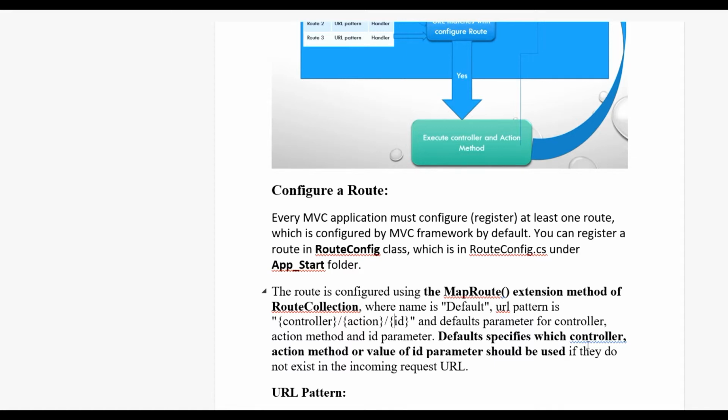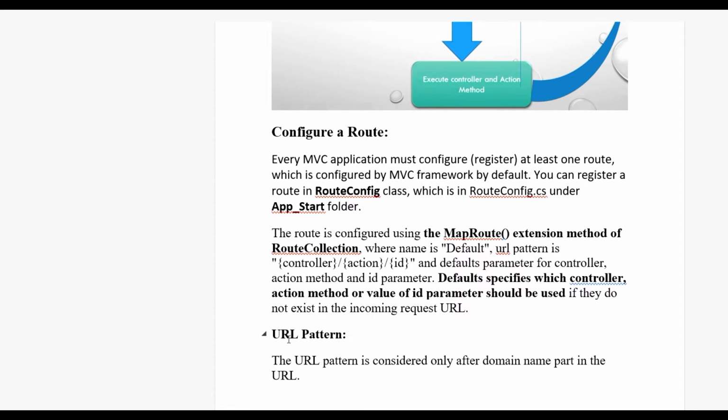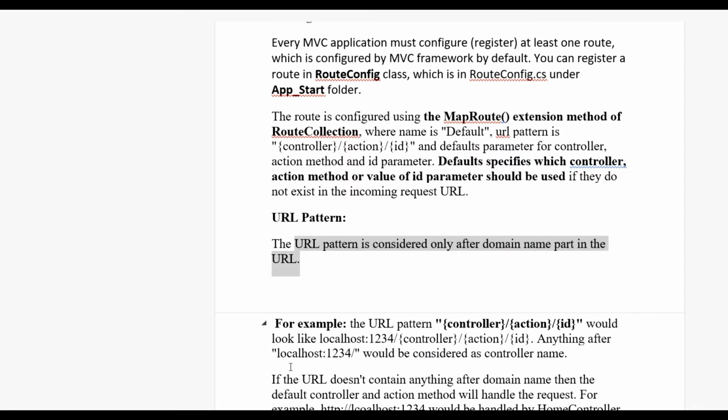Defaults specify which controller, action method or value of the ID parameter should be used if they do not exist in the incoming request URL. What is a URL pattern? The URL pattern is considered only after the domain name part in the URL. For example, the URL pattern controller/action/ID would look like localhost:1234/controller name/action/ID. Anything after localhost would be considered as a controller name.